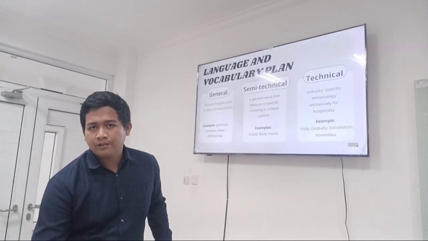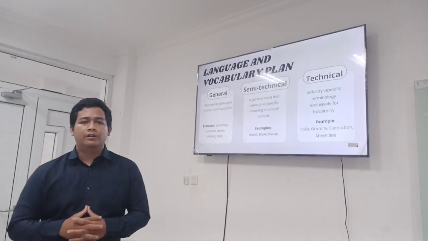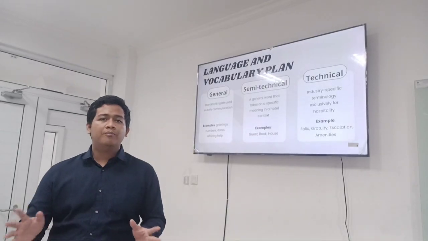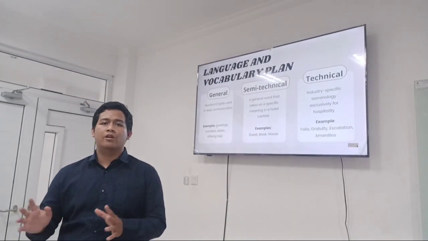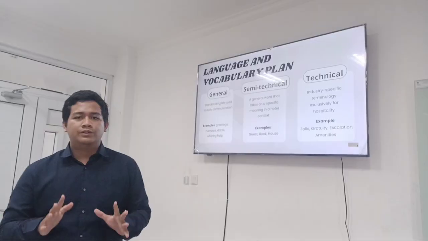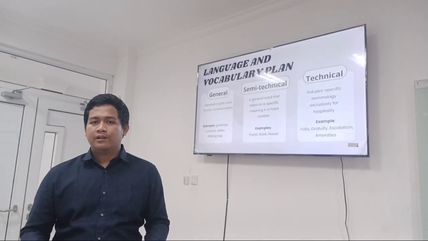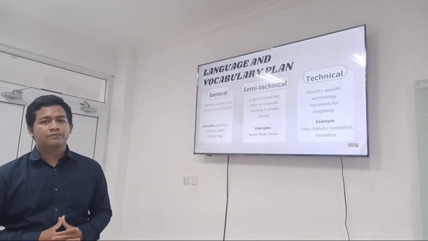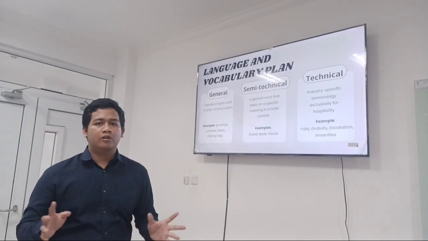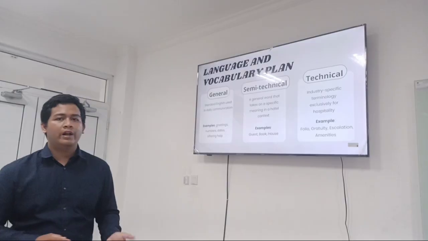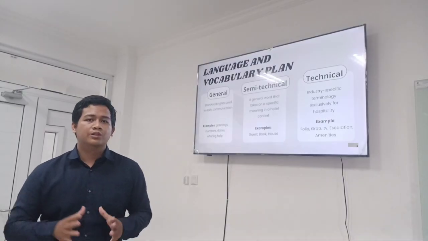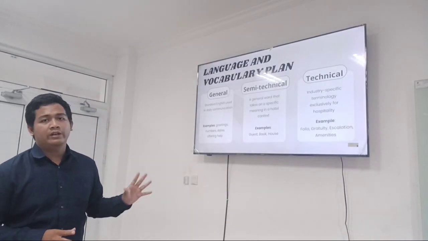And on the next slide, we have language and vocabulary focus. This course provides a structured language and vocabulary plan to help the learner function effectively in real-world contexts. The vocabulary is divided into three categories: general, semi-technical, and technical. The general vocabulary refers to standard English used in daily communication, such as greetings, numbers, dates, and questions. This type of vocabulary supports basic interaction with the guests.